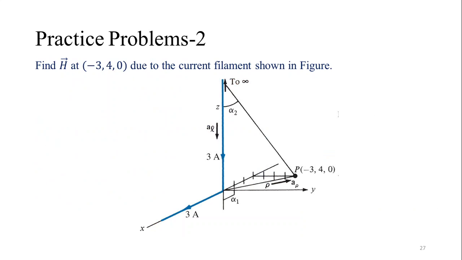Next problem: find H vector at (-3, 4, 0) due to the current element or current filament shown in figure. The blue line is the current carrying filament, which is placed along the x-axis and z-axis. It makes a right angle at the origin, and we have the observation point P at (-3, 4, 0). We need to find the field at point P due to these two conductors.